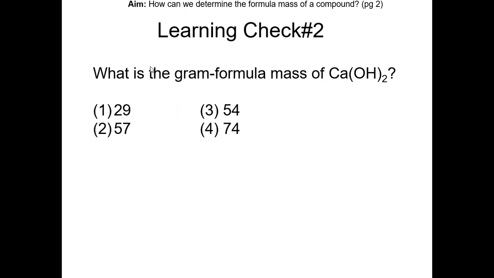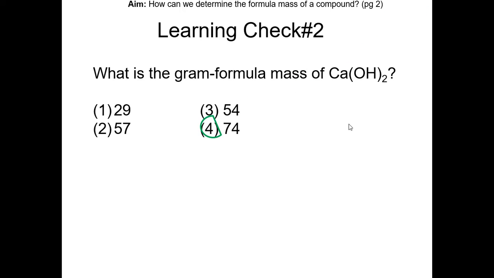Learning check number 2, what is the gram formula mass of calcium hydroxide? Pause the video and resume once completed. So gram formula mass is calculated the same way as formula mass. Notice we have parentheses here. So this 2 is distributed to the oxygen and the hydrogen. So we have 2 oxygen and 2 hydrogen. So in this chemical formula, we have 1 calcium, 2 oxygen, and 2 hydrogens. So the gram formula mass should be 74.